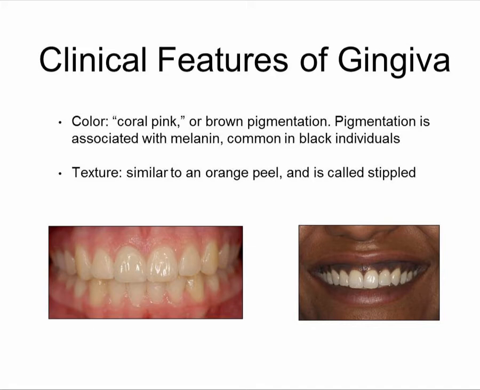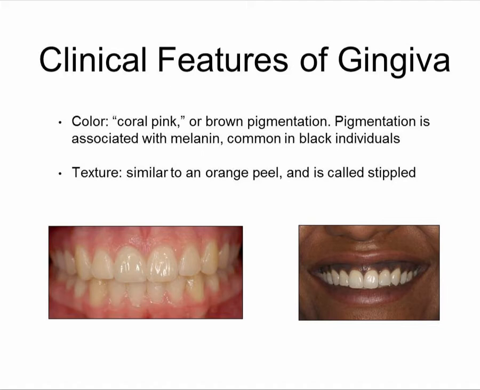So next we're going to discuss the gingiva, the overall smile that you see when you see a patient. The gingiva is the tissue, the skin, that covers the bone and a portion of the teeth. In regards to color, there are two variations of color. The first is coral pink, which is the most common presentation, and the second is pigmented gingiva, and that's commonly seen in people with a lot of melanin in their skin, so a lot of people that are black. In regards to texture, the gums should have an orange peel appearance, and this appearance is called stippled.